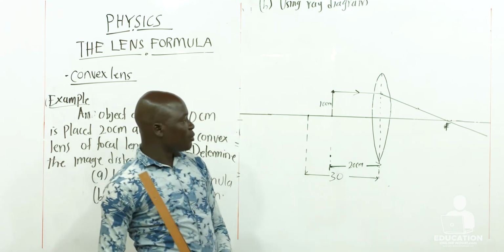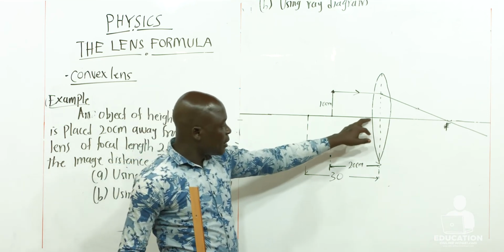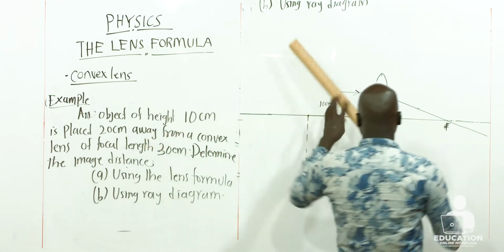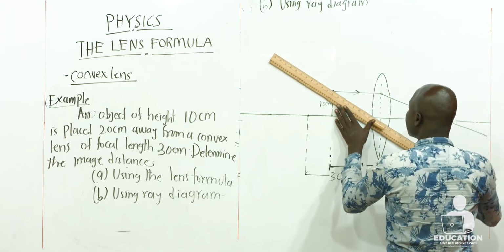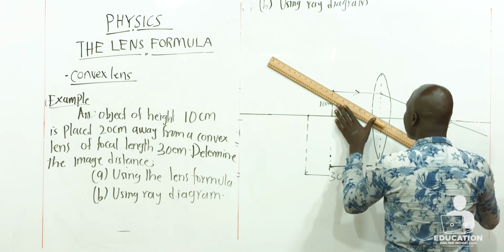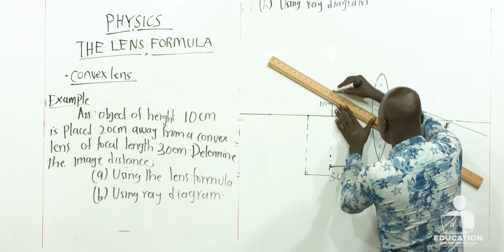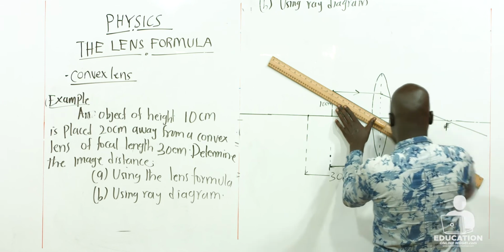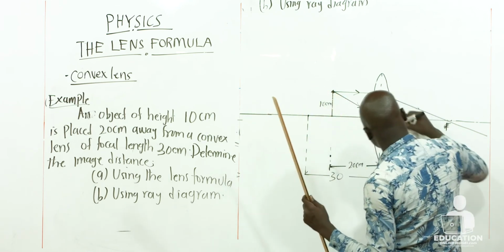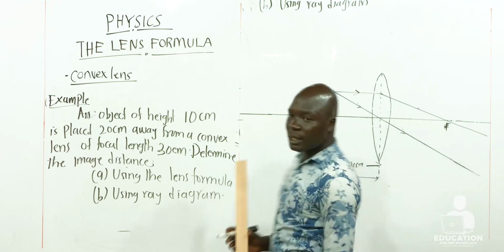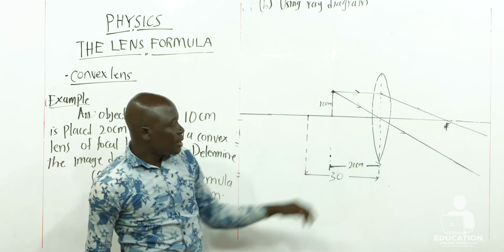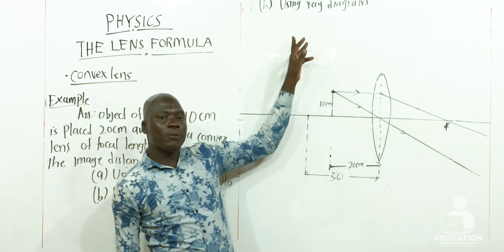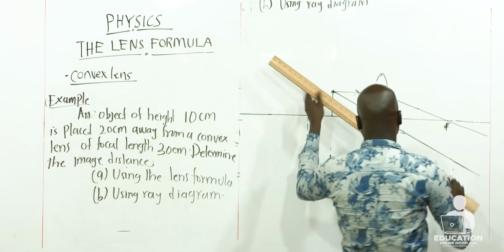Then the second ray that we are going to use is a ray through the optical center which goes undeviated, meaning its direction does not change. So this is the ray through the optical center which goes undeviated. When we look at these two rays that we have drawn, these rays do not intersect. What if we try to project it upward? What will happen, dear learners?